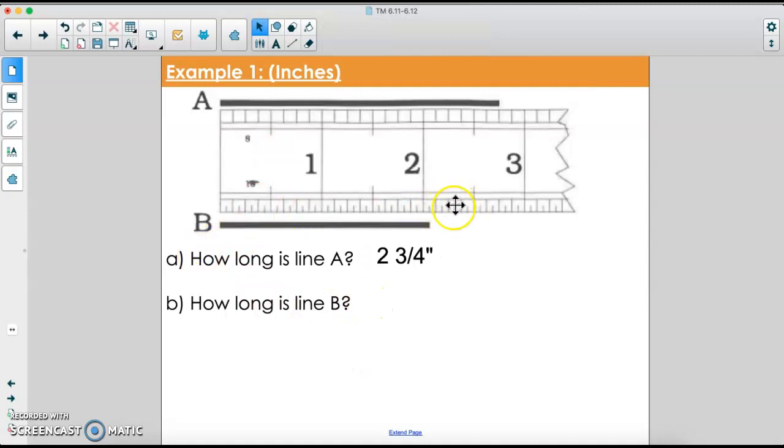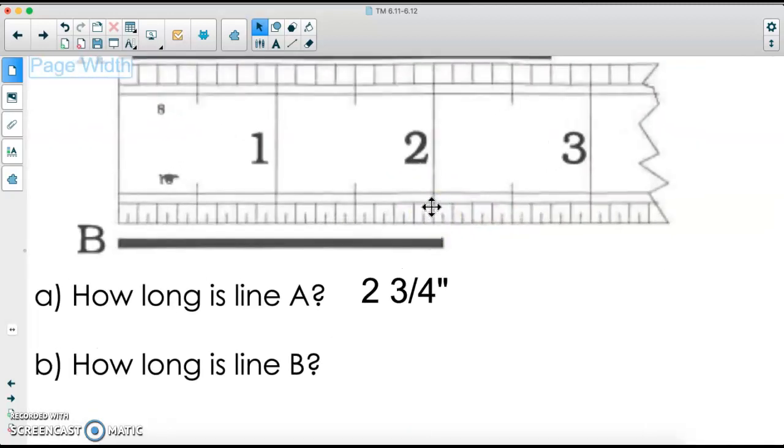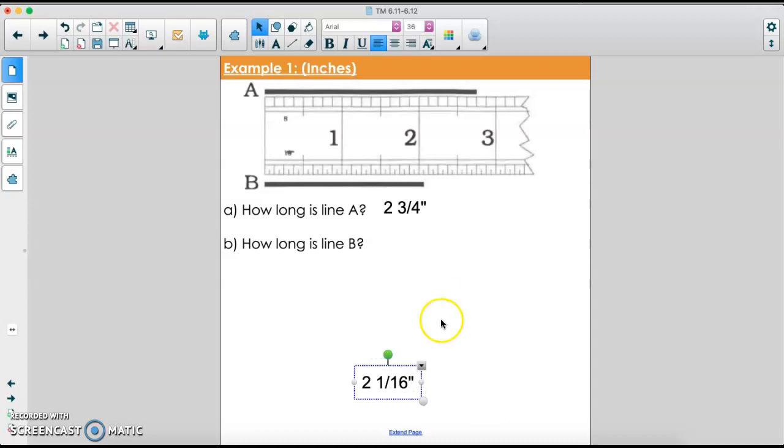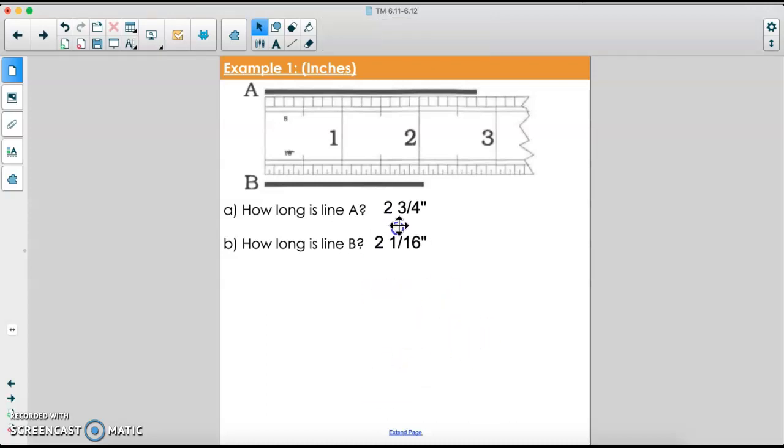Well, this one is not only broken into eighths, it is also broken into 16ths, which are these little tiny lines right here. So when it's broken into 16ths and we only have one of those lines, it's going to be 2 1/16 inch. This is the system that we're used to.